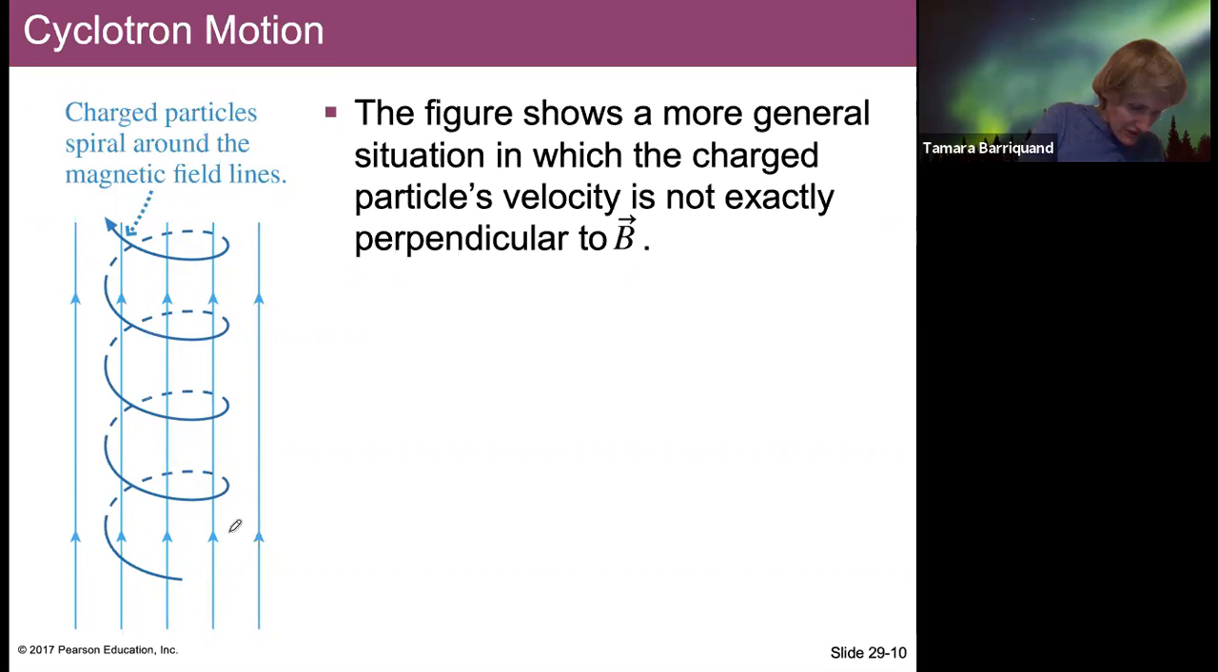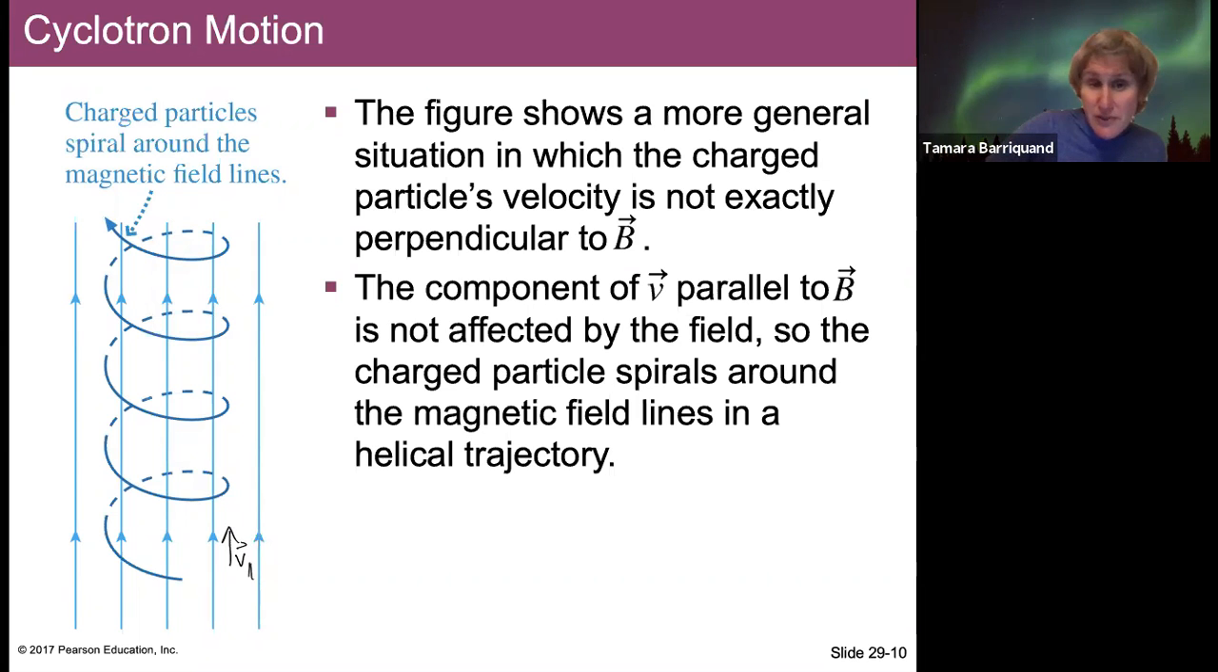So we imagine in this case that there is a component, V parallel, that is parallel to the magnetic field. The component of V parallel to B is not going to be affected by the magnetic field because V cross B in that case would be 0. So there would be no force acting on the component of V that is parallel to B. It will continue to have that velocity. That's not going to accelerate, that's not going to change at all.